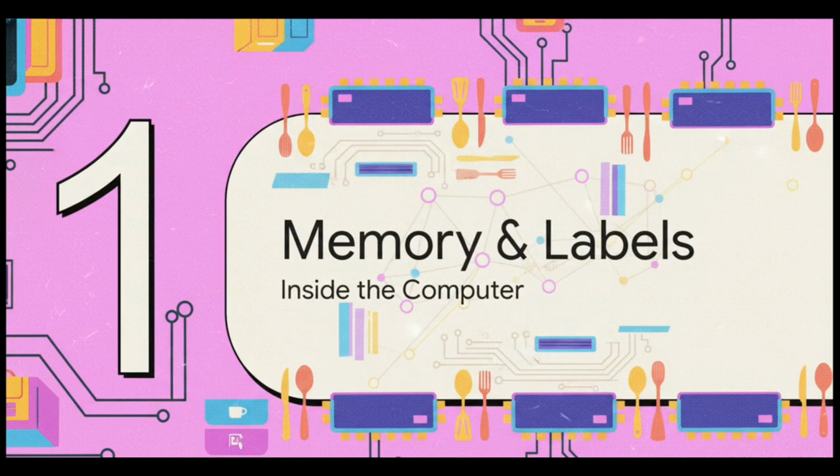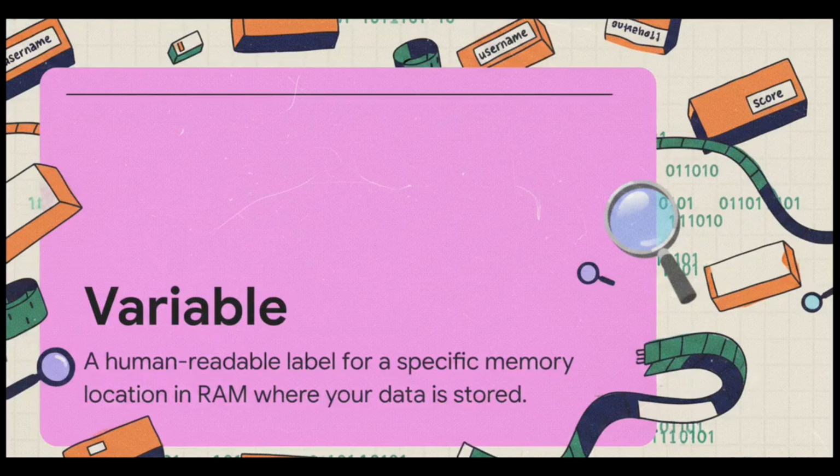Section 1, Memory Addresses and Labels. So inside your computer, the digital kitchen, where all the immediate active cooking happens, is the memory, what we usually call RAM. But how exactly do we set up our containers in there? Well, a variable is basically just a human-readable label, or identifier, for a specific memory location in a computer's RAM where your data is stored.